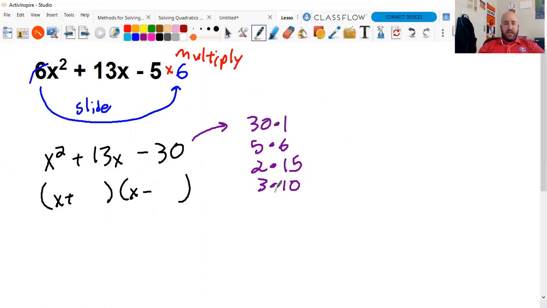But I'm trying to get positive 13. The only way I'm going to get positive 13 with 3 and 10 is to add positive 3 and positive 10. Well, I can get one of those to be positive, but this one's negative. So I'd have 10 minus 3 or 3 minus 10. That's not going to work.